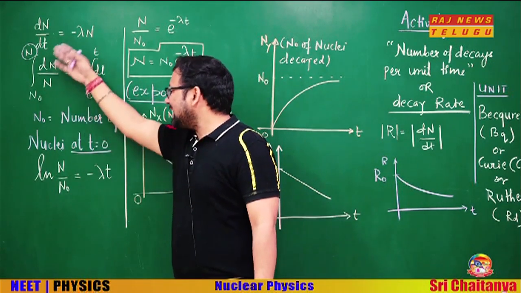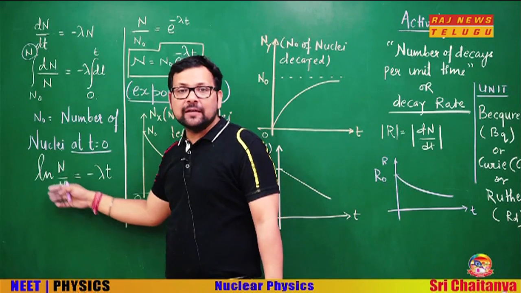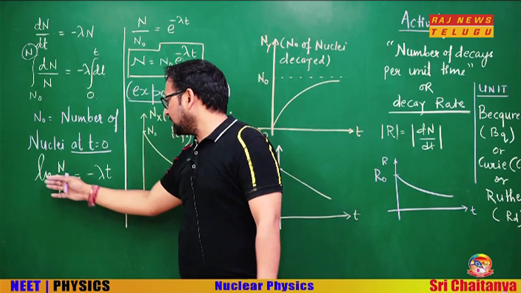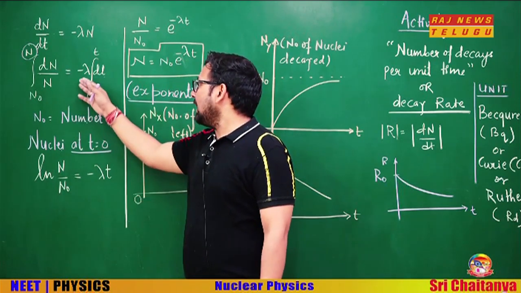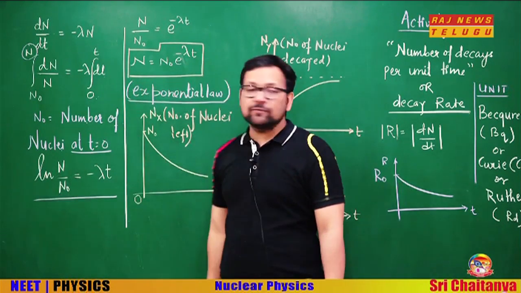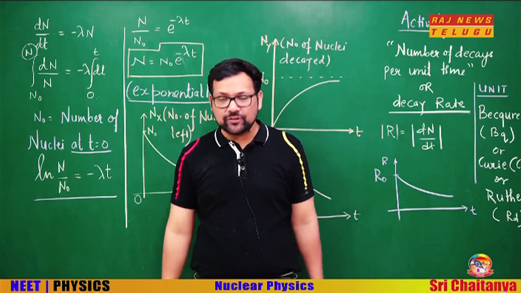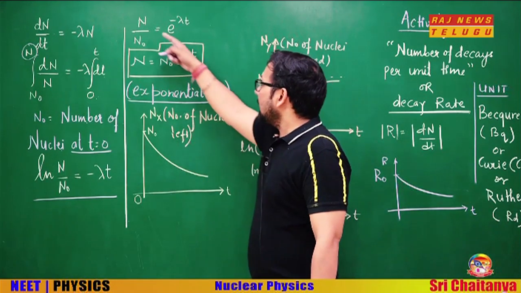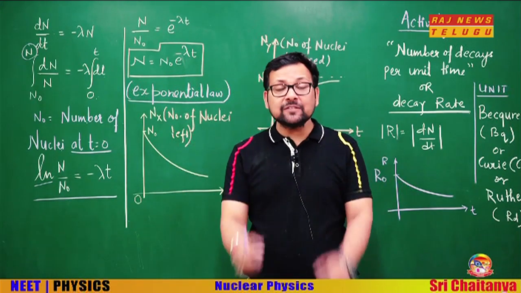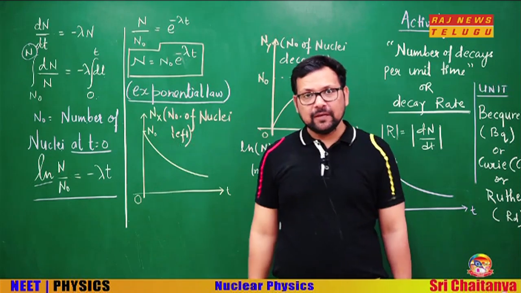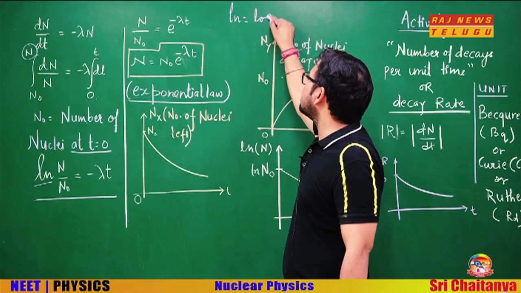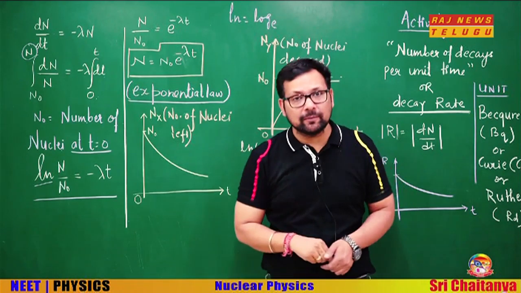dN by N integrating will give you the logarithm, ln N by N0, upper limit by lower limit, and minus lambda dt's integration is minus lambda t. So we got this equation in terms of log and time. Now if we exclude this ln from the left hand side, ln means we are talking about the natural logarithm.